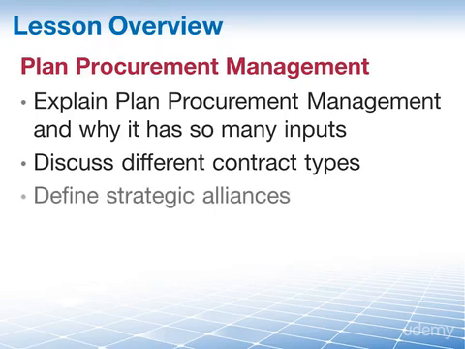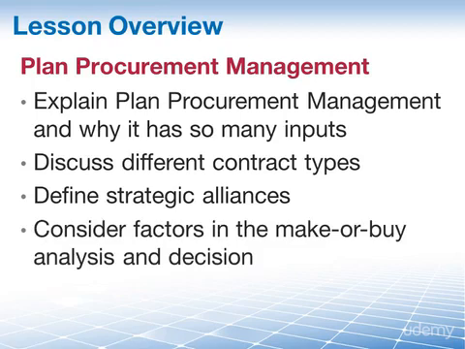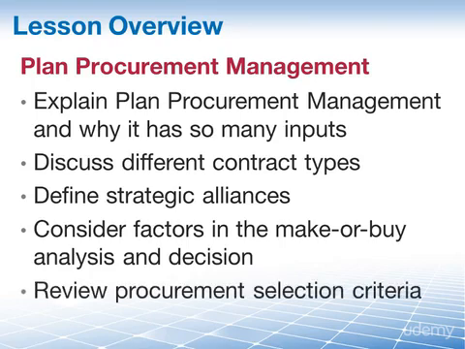Although not officially a concept in the PMBOK guide, we will be defining strategic alliances and the important role that they play in procurement. We clarify what the make or buy analysis is, what options we have, and discuss some major factors that come into play in the make or buy analysis and decisions. And then we also review different procurement selection criteria.